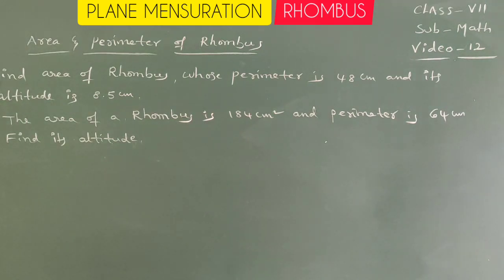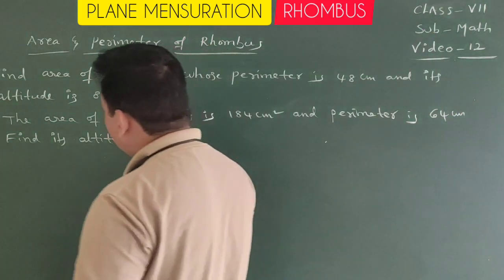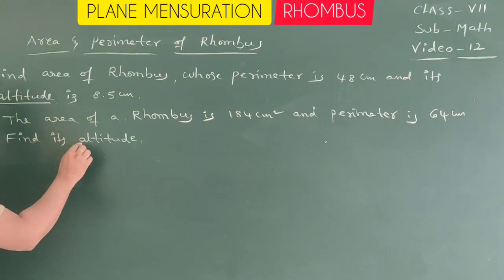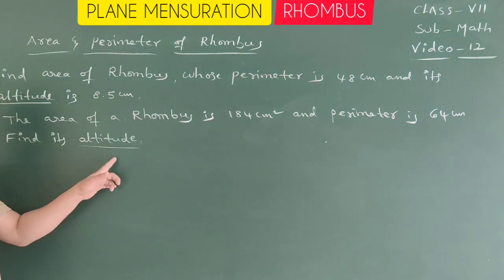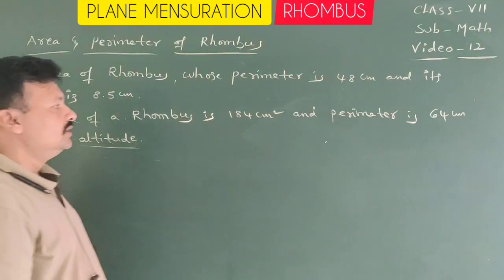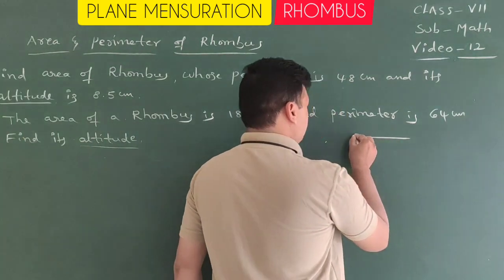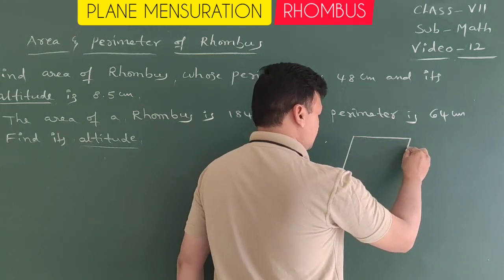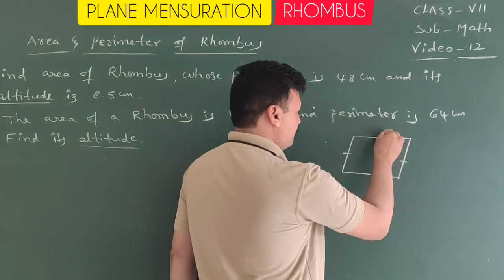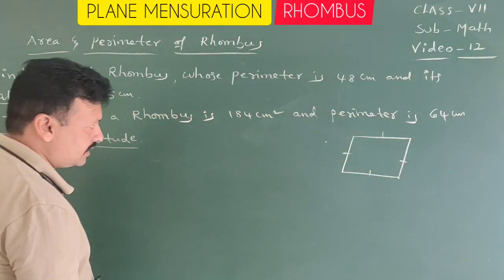In a rhombus, whenever they give altitude, with the help of a parallelogram we can do these problems, because a rhombus is a parallelogram. In a parallelogram, with respect to its altitude, we have area as base into height. So this is considered as a rhombus.